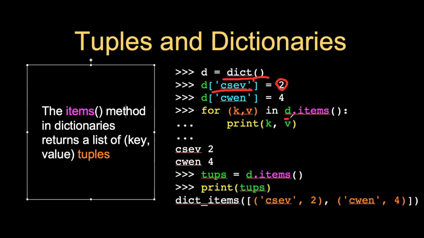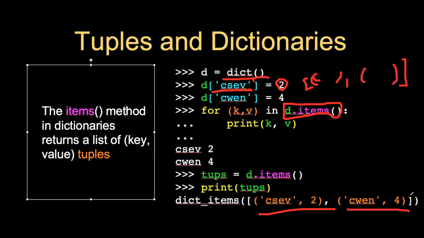And if you do a D dot items, so we talked about this, what is D dot items? D dot items gives you a list of tuples. And what is inside a tuple? Well, the first one is CSAF2, and the second one is C12. So when you print this out, you can see this is a list on the outside, with a bracket right here and a bracket here. So D dot items gives you a list of tuples.